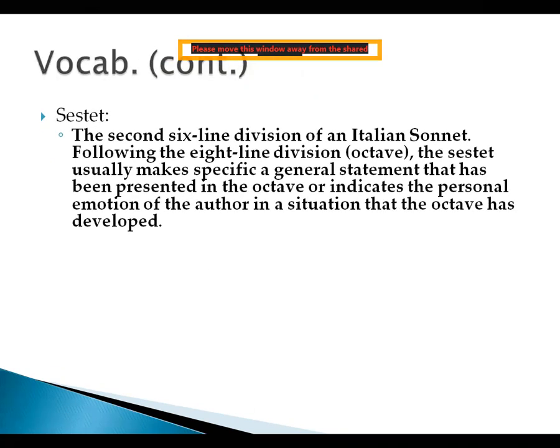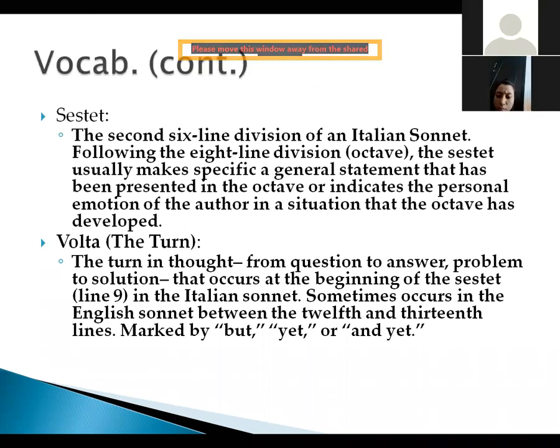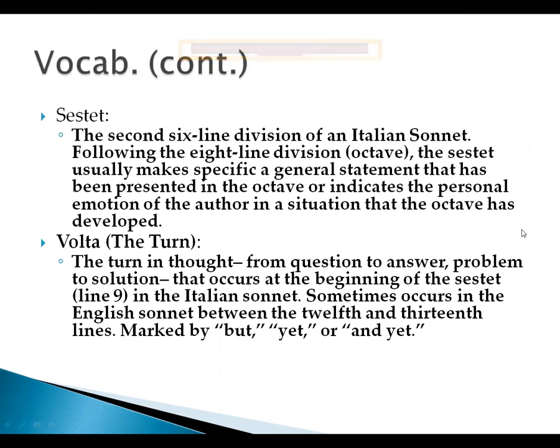Now, some more vocabulary is sestet. Sestet is basically a six line division of an Italian sonnet following the 8-line division. So basically, in an Italian sonnet, there is 8-line stanza that is known as octave and 6-line stanza that is known as sestet. So the sestet usually makes a specific, a general statement that has been presented in the octave or indicates the personal emotion of the author in a situation that the octave has developed.